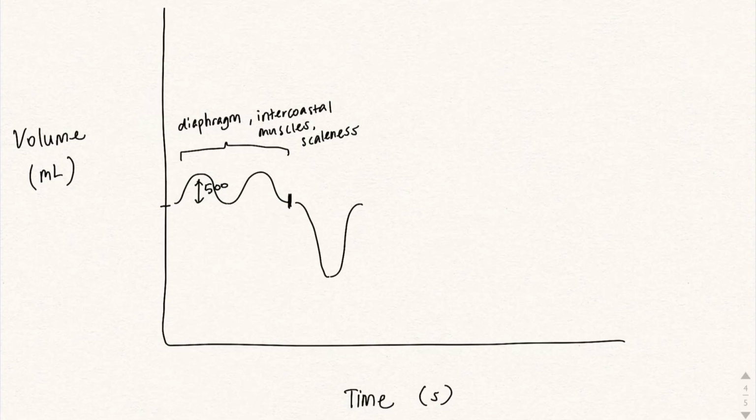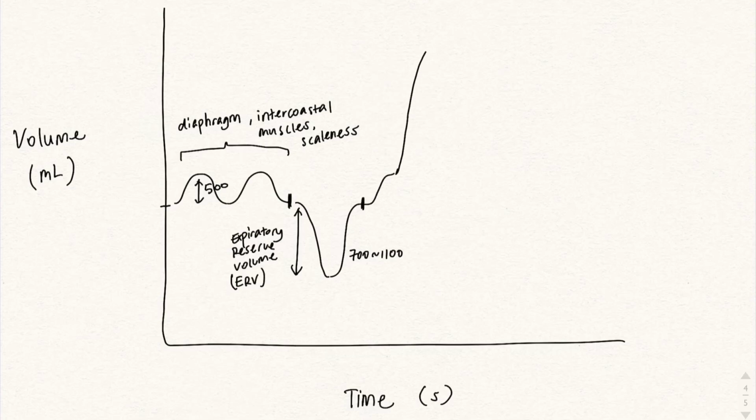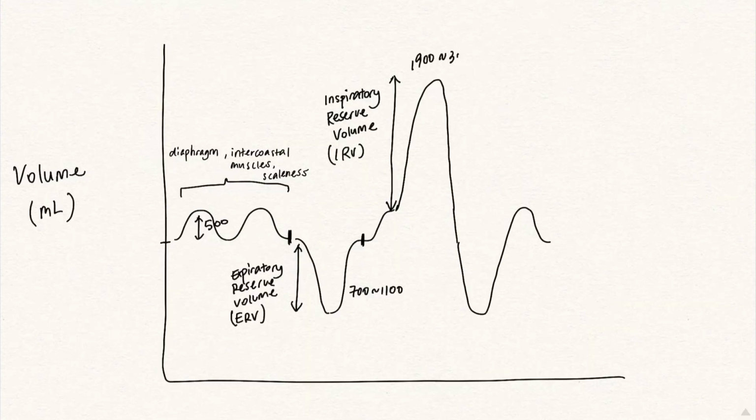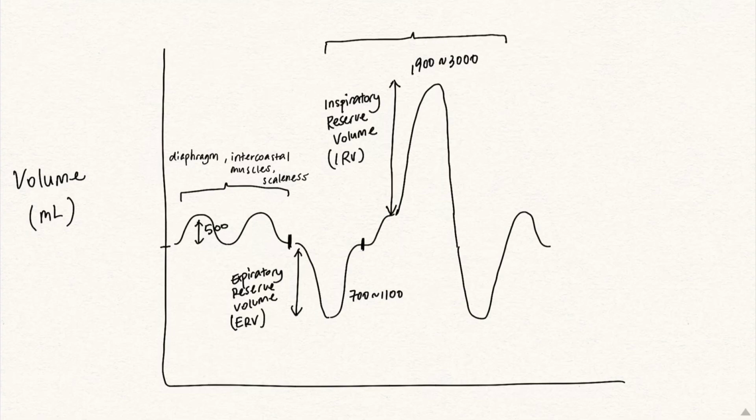And as you exhale forcefully, you release an expiratory reserve volume of around 700 to 1100 milliliters. Then, when you inhale forcefully, you take in a significant inspiratory reserve volume of around 900 to 3000 milliliters. So during forceful breathing, intercostal muscles and other muscles in the abdomen and chest are involved.